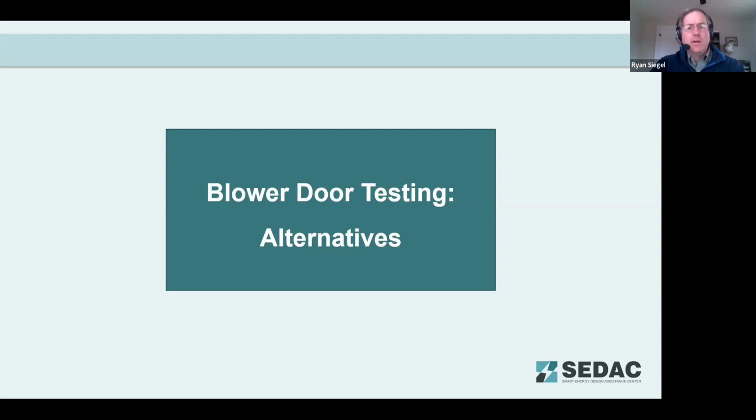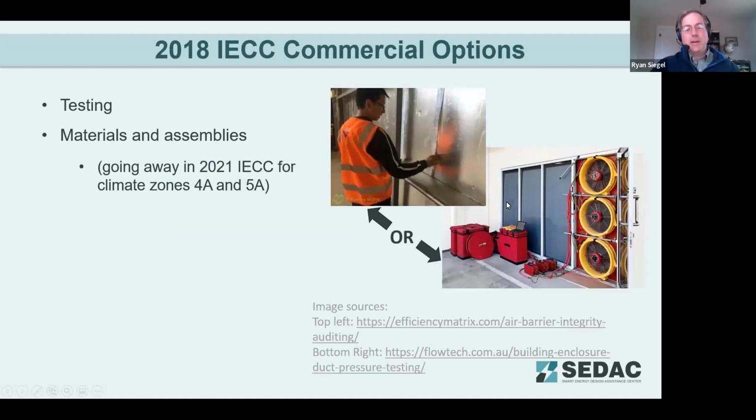So we will touch a little bit on alternatives. Part of this is because this is presently available in the code. For commercial buildings, you can either do testing or you can do this through materials and assemblies. There's a list in the code book of, I believe, 11 different materials and assemblies that qualify as air barriers. This is how air barrier compliance has been done in the past. It's just saying, well, I used one of the materials, so I'm good to go.